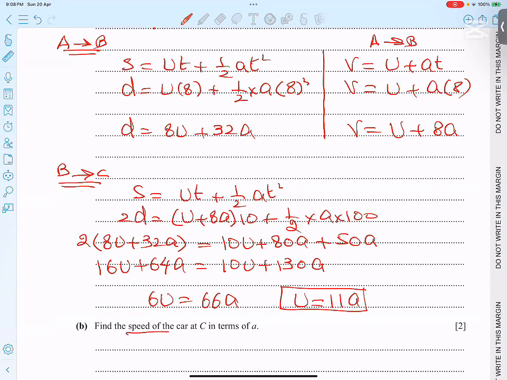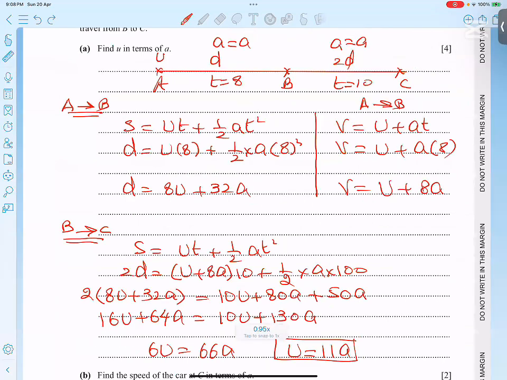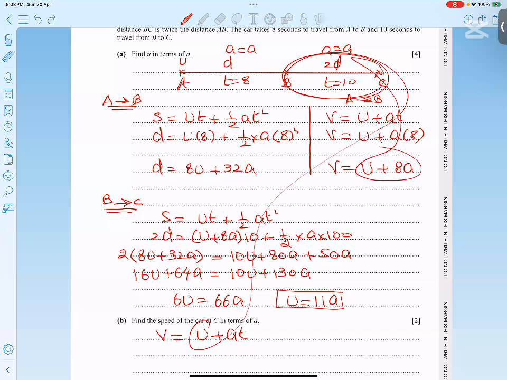Speed of the car at C in terms of A. We have the final speed we're looking for. This is not a hard job for us now, because I can use this formula: V is equal to U plus AT. And what is the starting velocity at this level? Yes, we have it. I can use it.